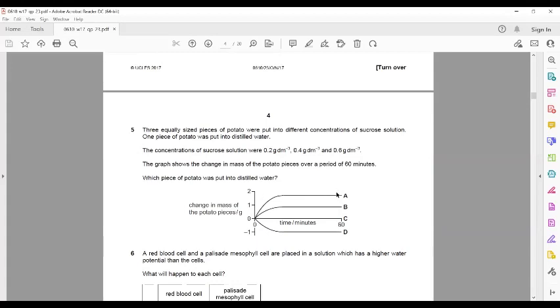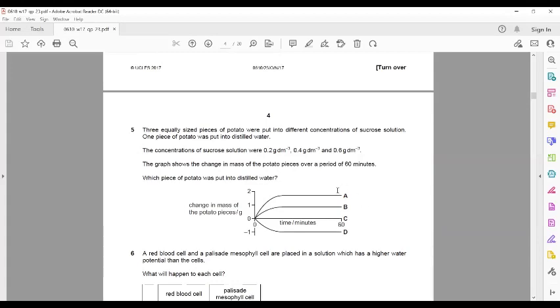So it is more positive, it means the largest amount of the size change has happened in A. It means that the most water has gone inside the potato. So it means that outside has lots of water compared to the inside of the potato. It means outside it should be a dilute solution. Which one is the most dilute solution?